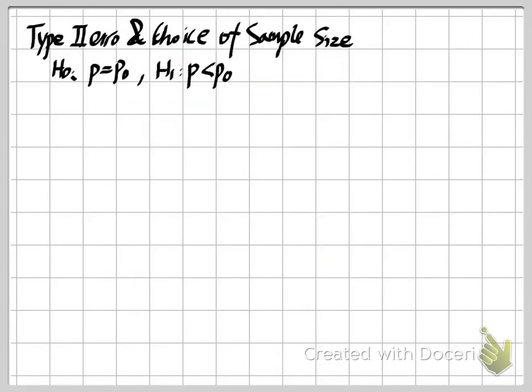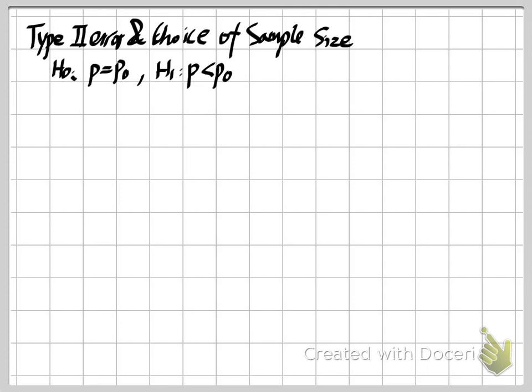So next, let us introduce what the type 2 error is, and then, given a type 2 error, how we can choose the sample size so that our test will have an acceptable type 2 error with a given alpha. So for the first one, what is a type 2 error? We already talked about this several times in our previous lectures.